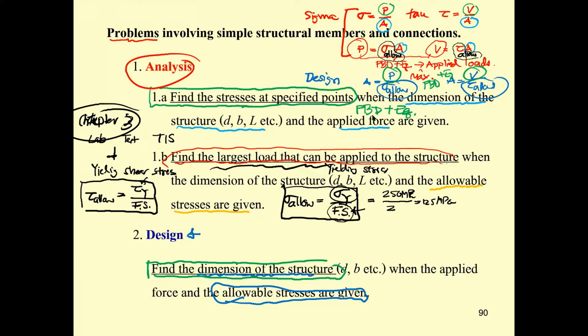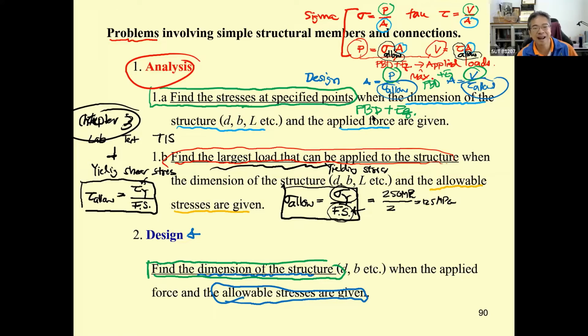Natapong. Yes, good morning, Ajahn. Good morning. Okay. Yes, can FS be huge, like 20?